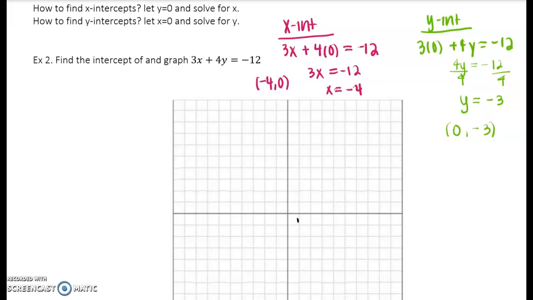So I'm going to do 1, 3, 5. Okay, and then we're going to go ahead and graph 0, -3. That was our y-intercept. And then -4, 0. That's our x-intercept. And then we could go ahead and connect this line. All right, and that's how to graph with the x and the y-intercepts.